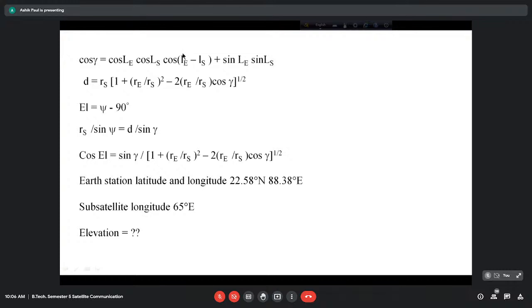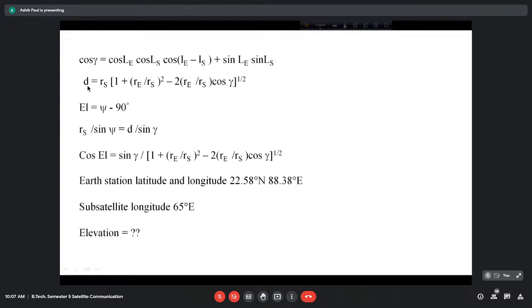The small le is the Earth station west longitude, and small ls is once again the west longitude of the subsatellite point, plus sine of LE sine of LS. That means this is the expression for the central angle. It contains the Earth station north latitude, that is, the latitude expressed in degrees north, the subsatellite point north latitude, then the Earth station longitude expressed in degrees west, and the subsatellite point longitude expressed in degrees west.